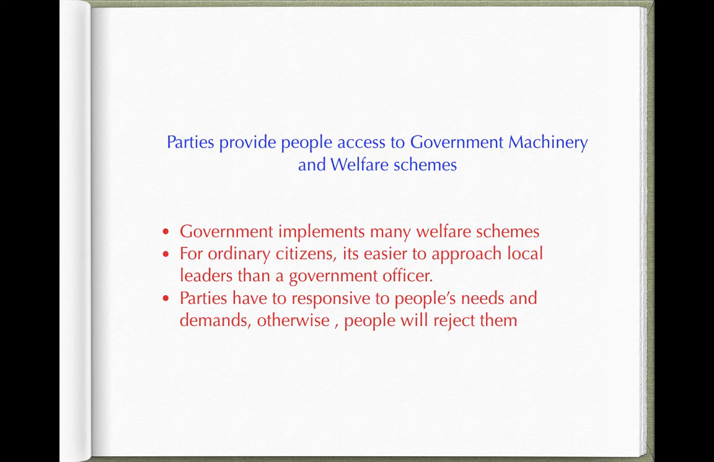Okay, र त्यस्तो हुँदाखेरि चाहिँ the ordinary citizens को लागि चाहिँ it is much more easier for them to approach a local leader than a government officer. Okay, so government को officer लाई approach गर्नु भन्दाखेरि चाहिँ common people को लागि चाहिँ कसलाई approach गर्न सजिलो, to approach the local leader. Okay, parties have to be responsive to the people's need and demands. Otherwise, what will happen? Next election ma, they will not be accepted by the people. Basically, they will be rejected. People will not vote for them. Okay, so त्यसले गर्दाखेरि चाहिँ parties के गर्छ, they try to respond to the need of the people, to the demands of the people.